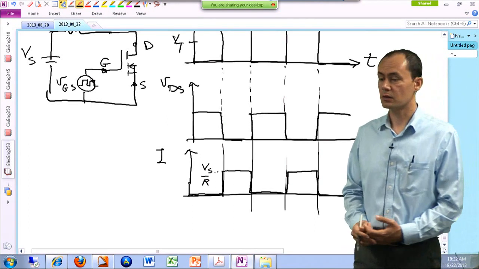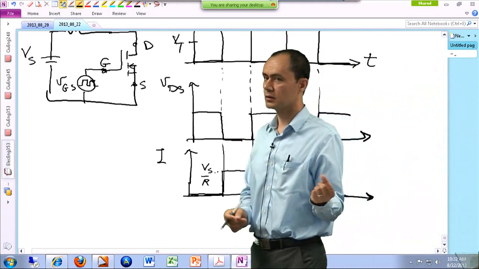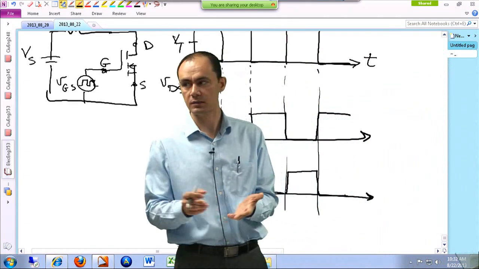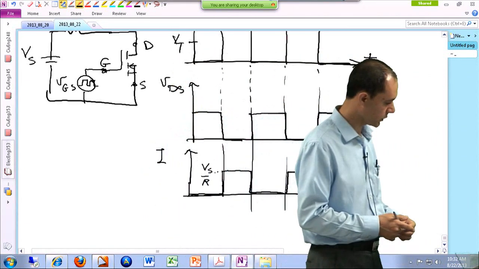So if you have a MOSFET and you want to test it, this is a very simple circuit. You can just build it in the lab and actually test your MOSFET and make sure it is functional. It's working well.